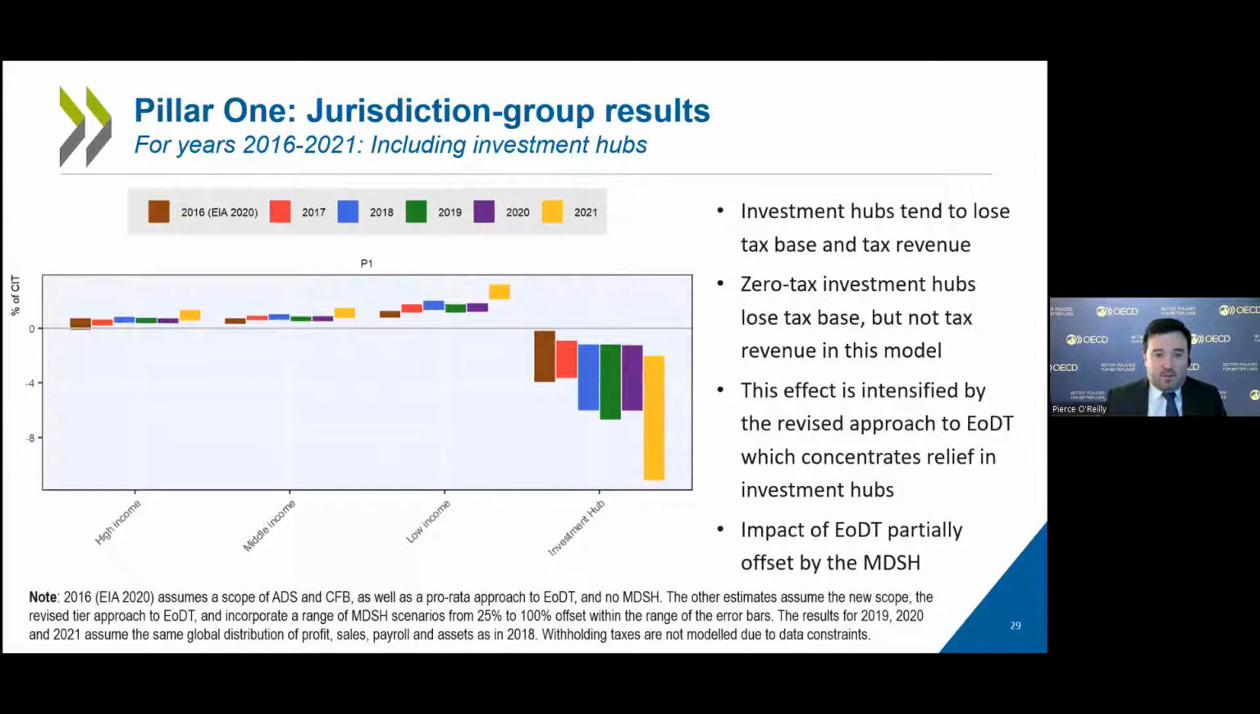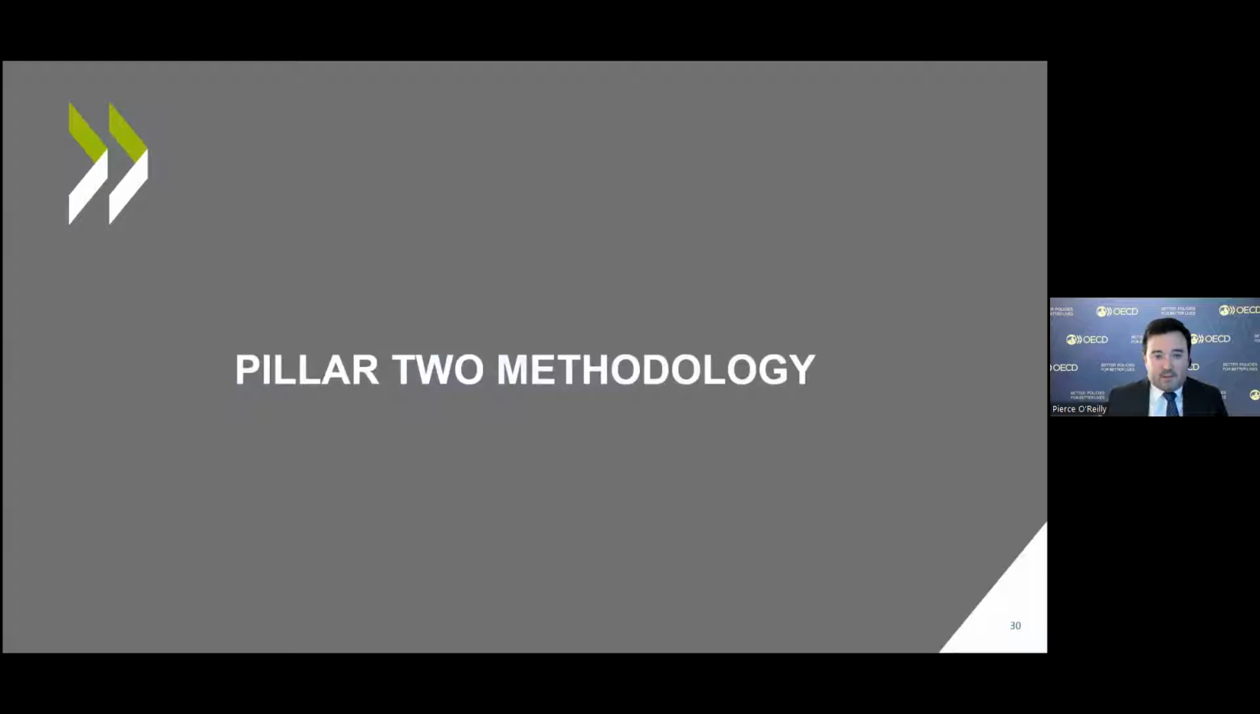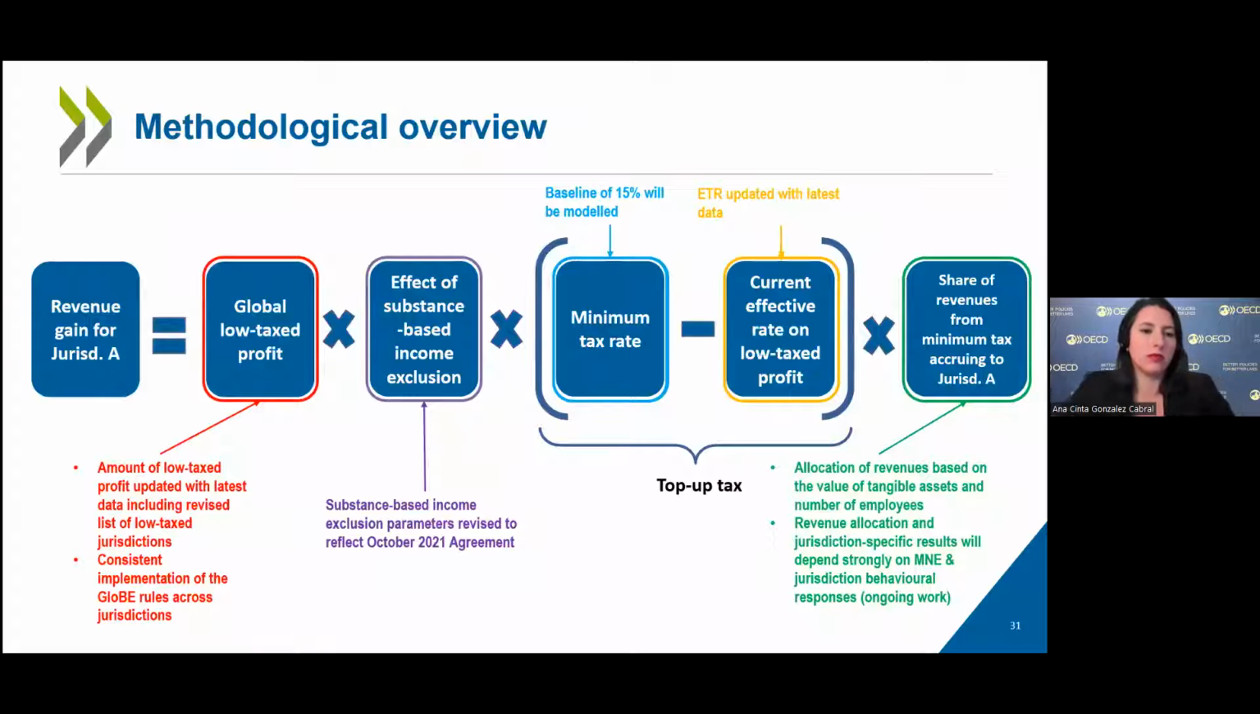So I think with that, I will pass to Anna to briefly discuss pillar two. Thank you, Piers. So with that, we move to discussing the methodology for pillar two and some preliminary results.